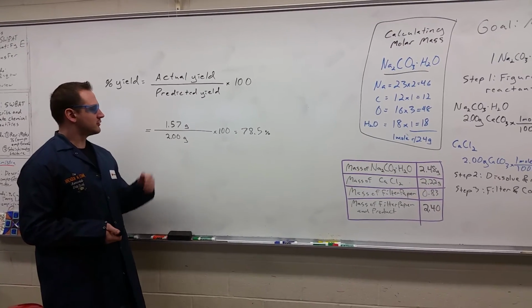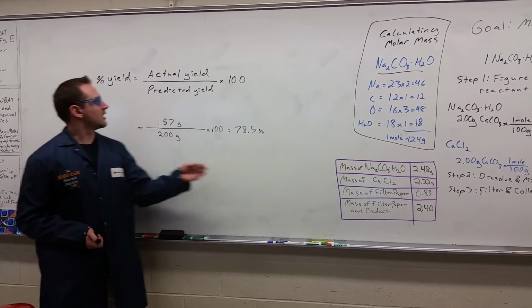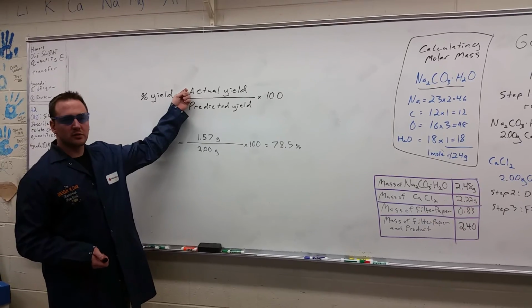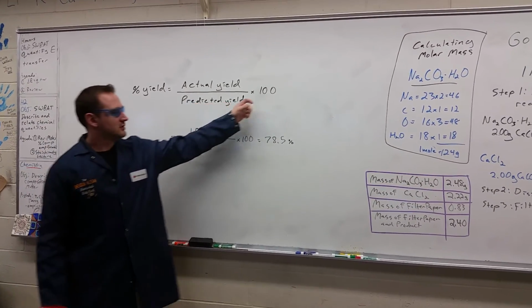Since we were supposed to make 2 grams, that gives us a percent yield of 78.5%. Because our percent yield is our actual yield divided by what we predicted we would make, which is 2 grams in this case, times 100.